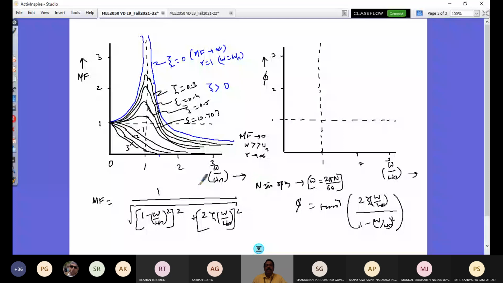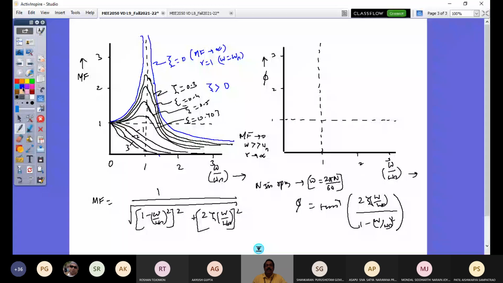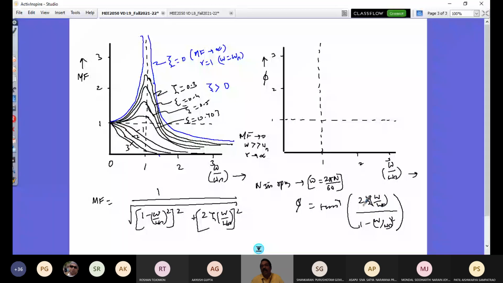So this is the characterization of your magnification function. On the other hand, let's now look at the variation in the phase angle. When zeta is equal to 0, in this case it is tan inverse of 0, so you'll have phase angle 0. So phase angle is 0 here till this value.